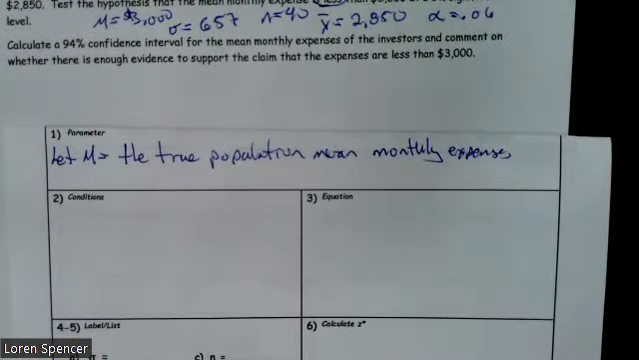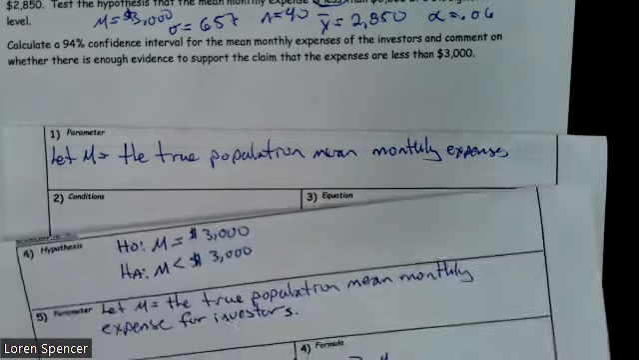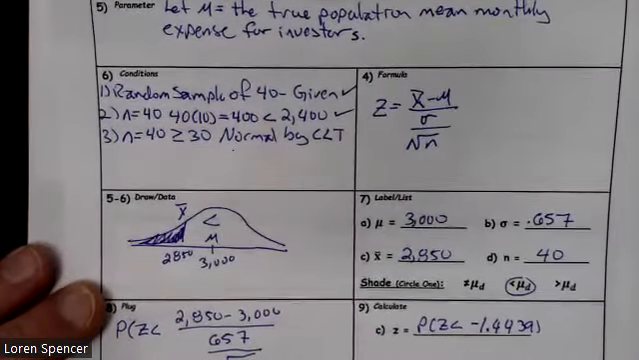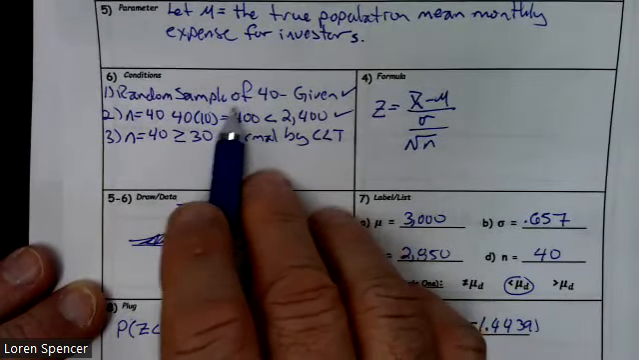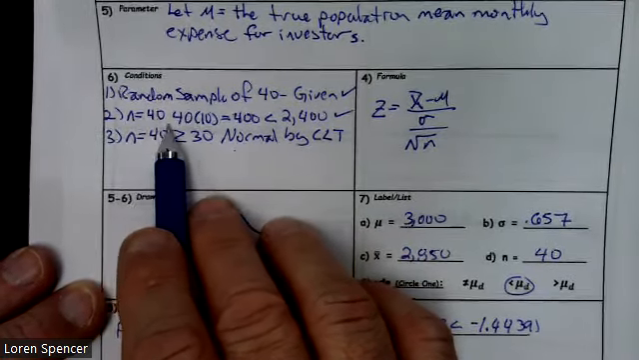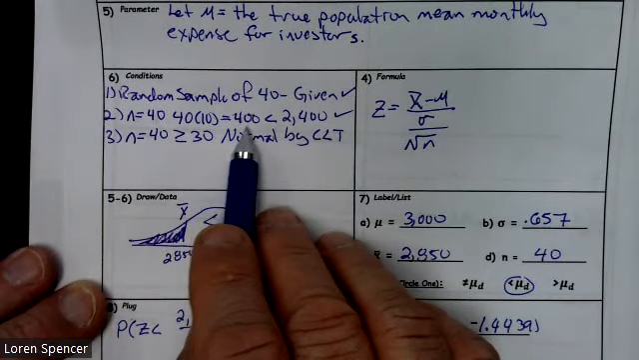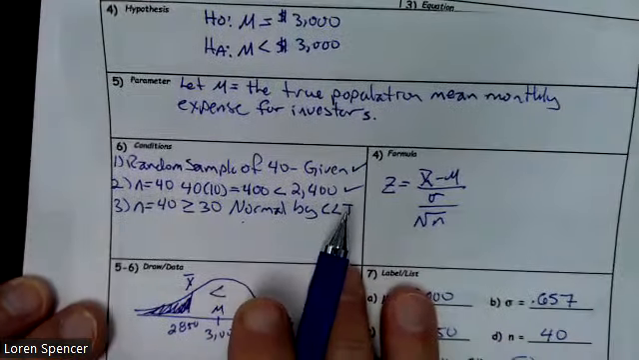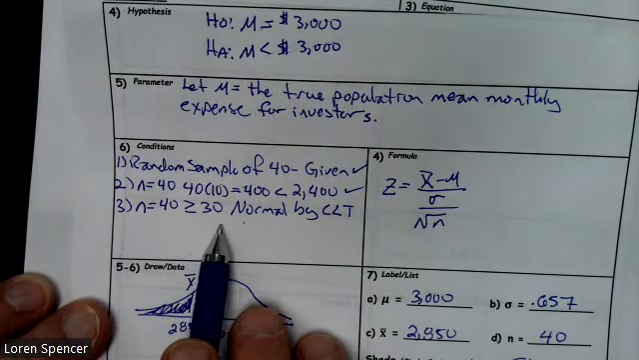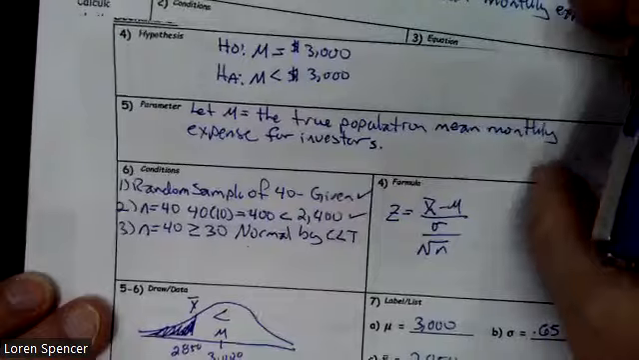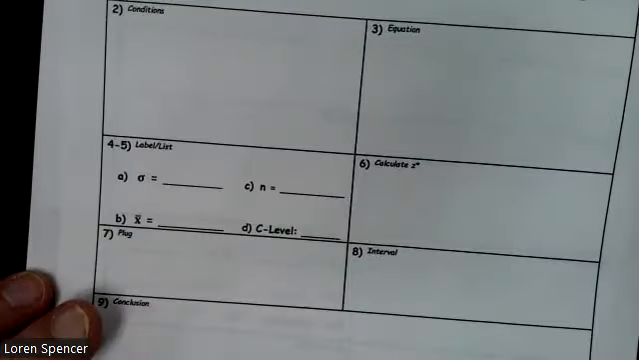The conditions, I'm not going to rewrite them because they're the same as what we had before. First one, random sample of 40 was given. Our sample size is 40, and 40 times 10 is 400. That's less than the 2,400, so that was taken care of. And our sample size of 40 was greater than 30, so it's normal by the central limit theorem. So I'm not going to rewrite those.